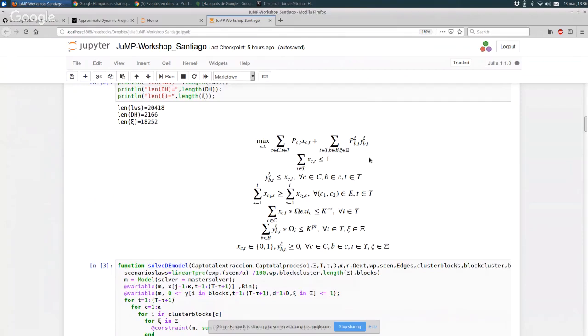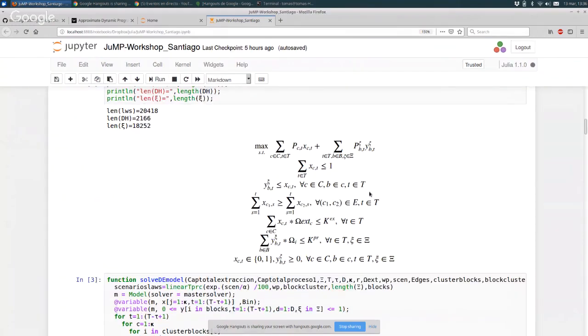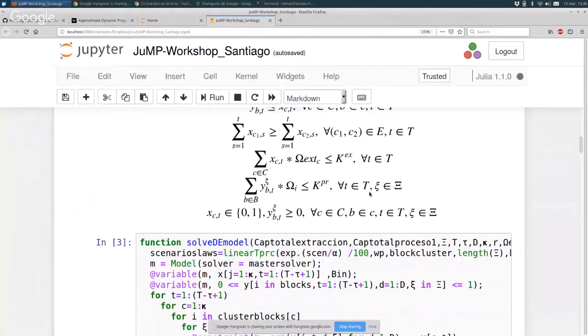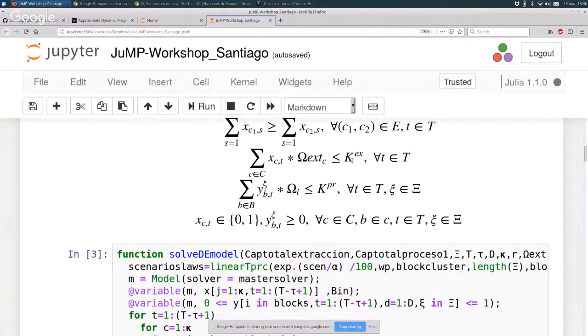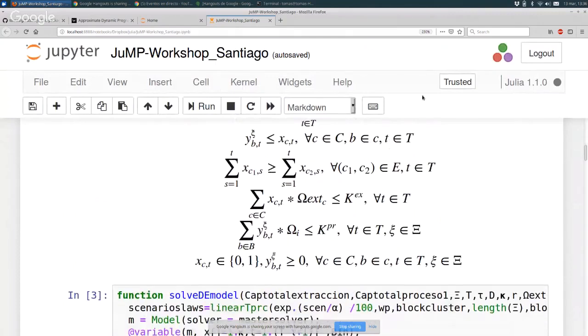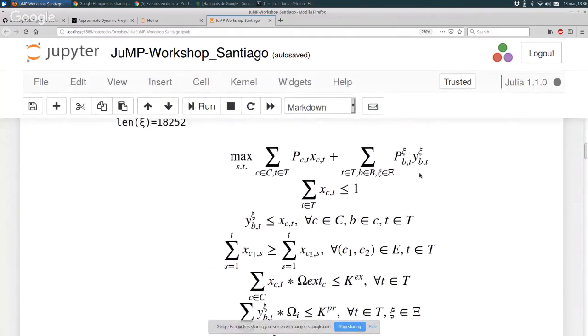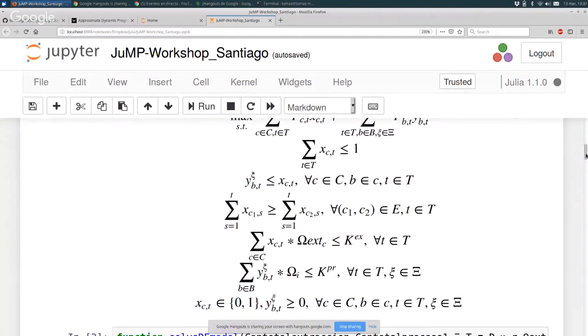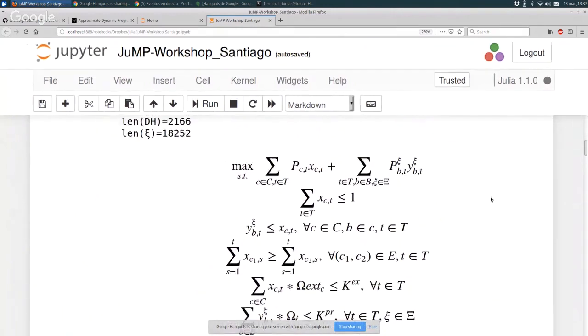Can you see it well? Like, I zoom it a little bit. Zoom. Okay. Yes. I think that's too much. You can hide the Jupyter. Thank you.